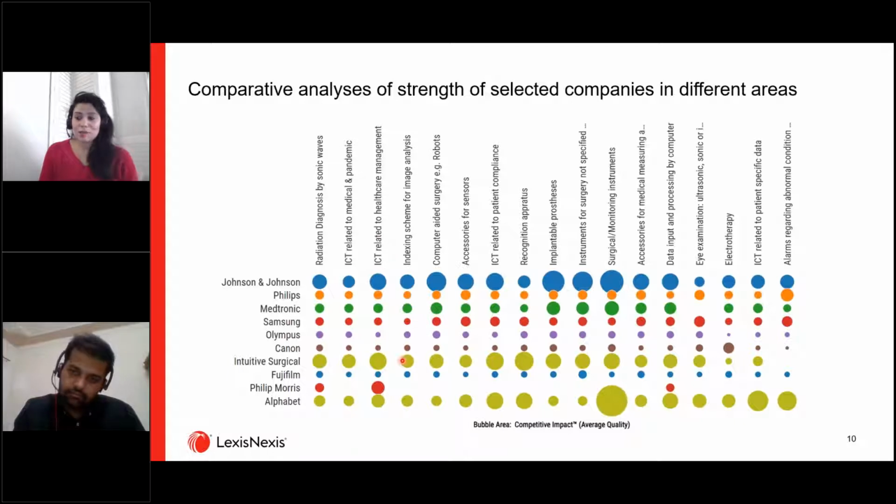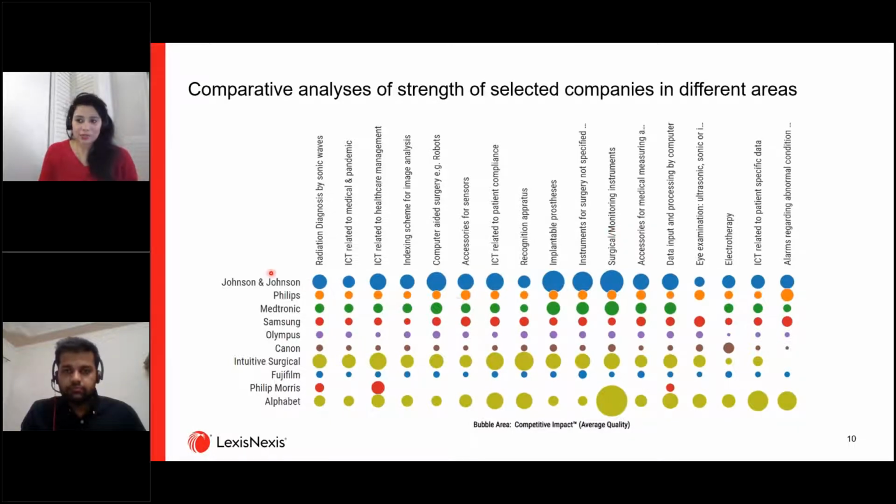The other company that seems to have comparable strength in these areas is Intuitive Surgical. Maybe not as high as that of Johnson & Johnson, but still quite comparable to wherever they have a strength in. And you're right, I have kept Alphabet, and you see Alphabet having a huge average quality in surgical or monitoring instruments. We will take this up when we go to Alphabet.